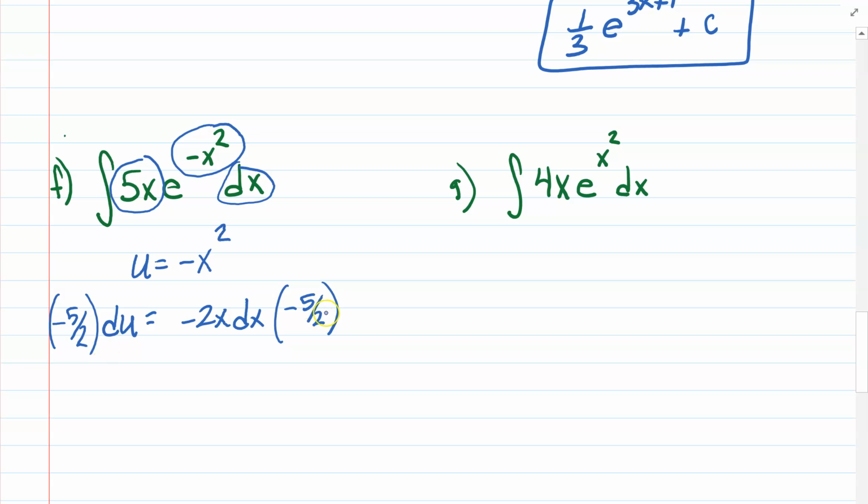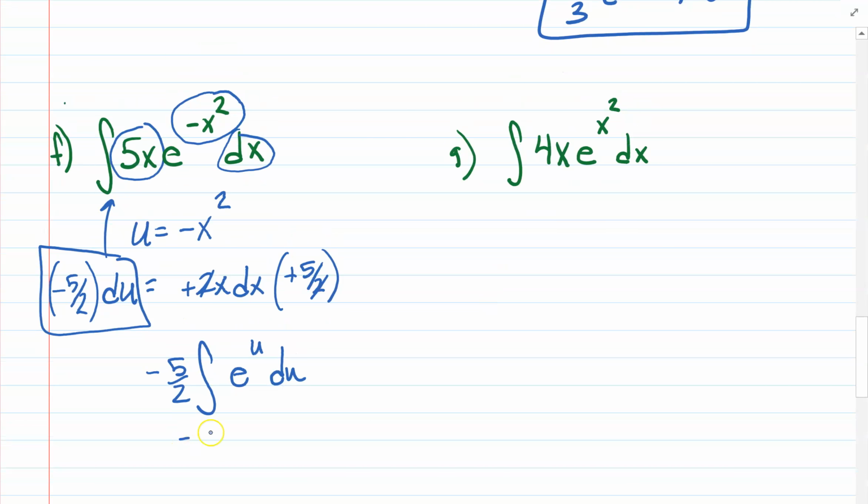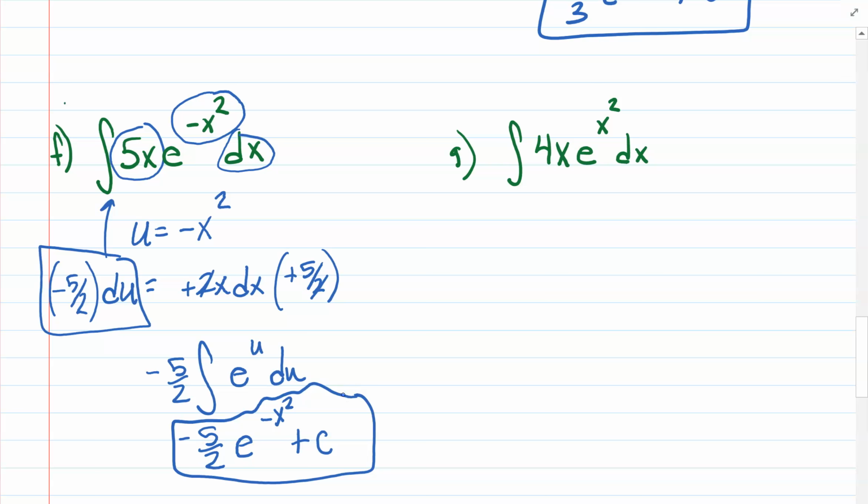And what that does for me is cancel out my 2's and cancel out my signs to give me the 5x dx that I'm looking for. So negative 5 halves du is the replacement that I can make. So this is going to give me negative 5 halves integral of e to the u du. All right? So moving forward, we just get negative 5 halves e to the negative x squared plus our constant c. And we're in business for that one as well.